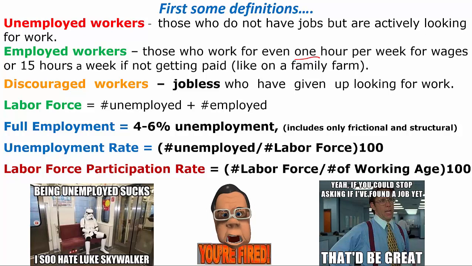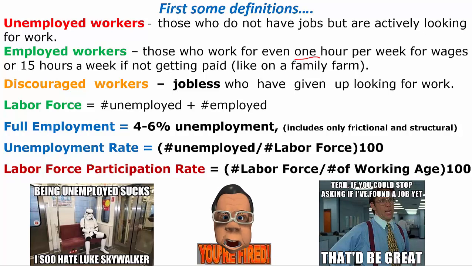The unemployment rate is calculated by taking the number of people that are unemployed by definition, so it does not include discouraged workers, and you divide that by the number of workers in the labor force. And then you multiply that by 100 to turn it into a percent.